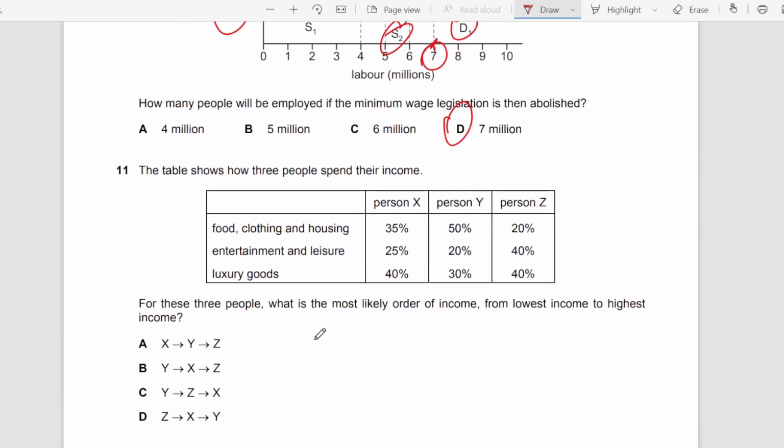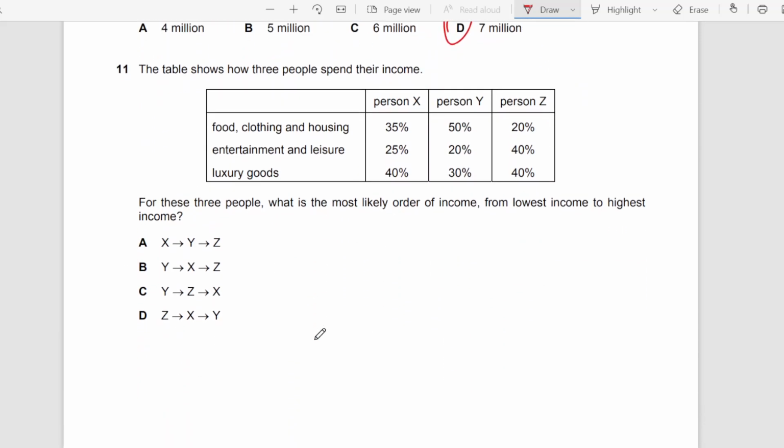Alright guys, moving on to the next question. The table shows how 3 people spend their income. Food, clothing, housing, entertainment, leisure, and luxury activities. Person X, person Y, person Z.